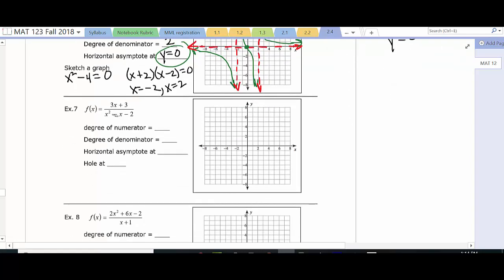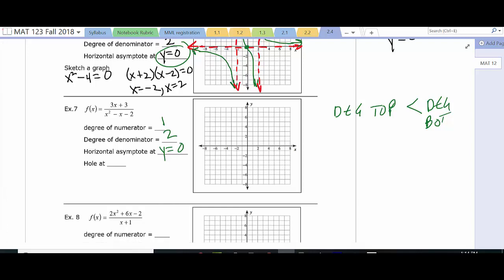So tell me what the degree of the top is on example 7. How about the bottom? Okay, so this is like the last problem, degree of top is less than degree of bottom. What does that tell you? Y equals 0. So that's your horizontal asymptote. You don't have to calculate that out, you just got to know that rule. So go ahead and do your dashed line through the x-axis like that. All that's going to mean when we do this on the graphing calculator is that as we go this way, the graph's going to level off. If we go that way, the graph's going to level off. That's all that means.